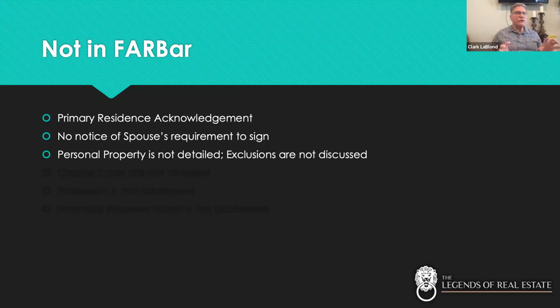Now, there's a place in the FARBar that says, see attachment, when it talks about personal property, but I would not recommend using the MLS profile sheet as the attachment to just say what stays and what doesn't stay. You're probably going to want to create some sort of acknowledgement of what items stay and what items don't stay with the seller, and then disclose those in some sort of a format. I'm not finding any amendment to the listing agreement.